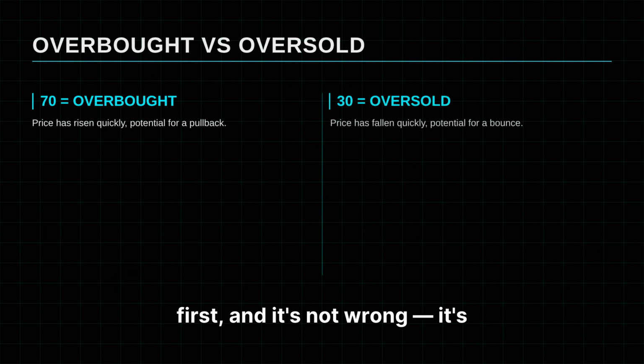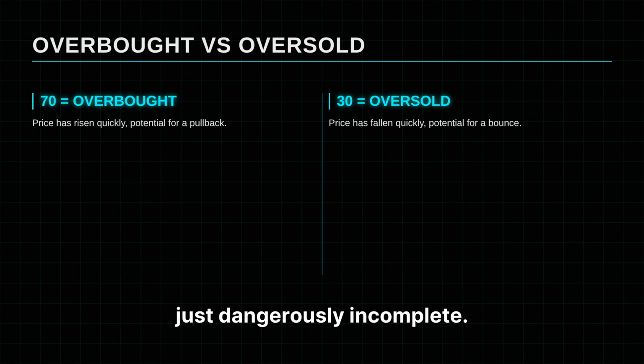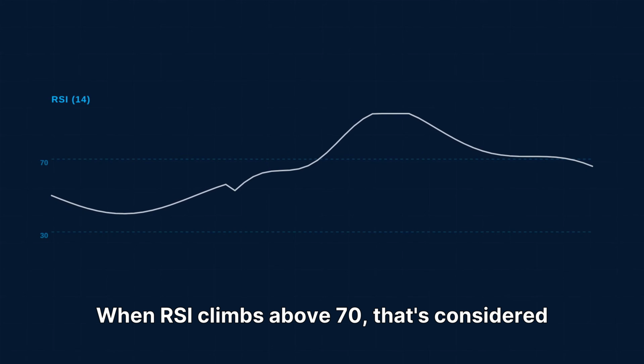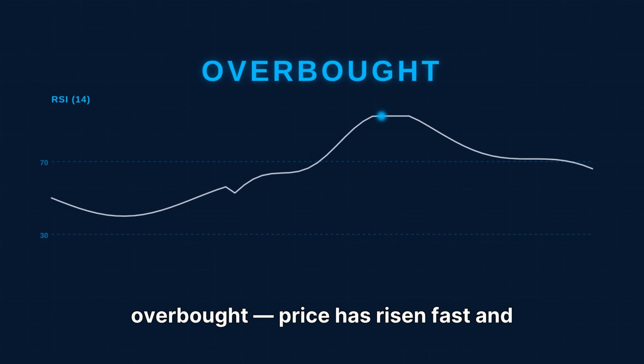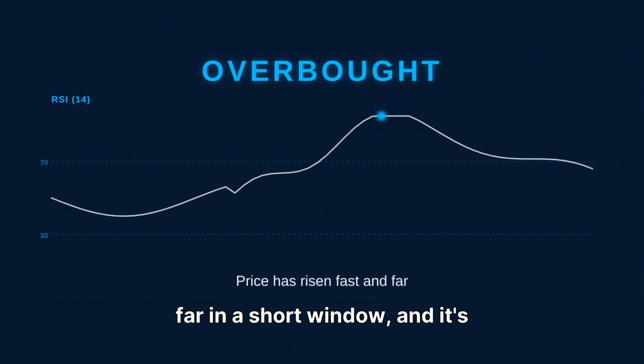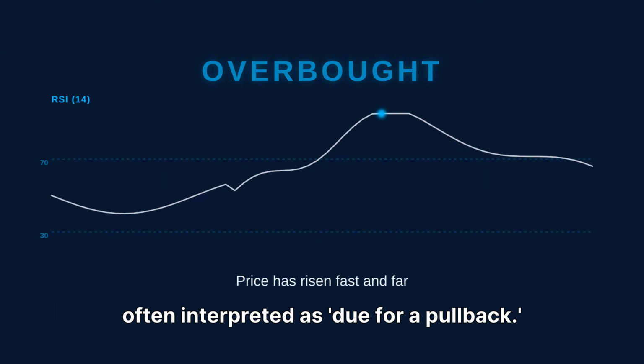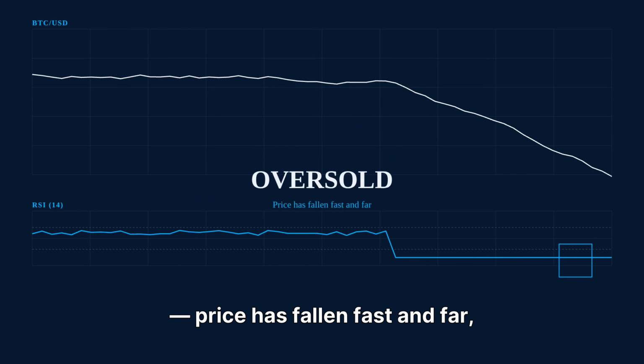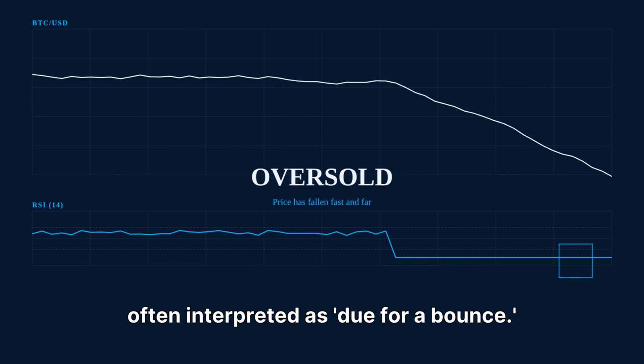This is what almost every beginner learns first, and it's not wrong, it's just dangerously incomplete. When RSI climbs above 70, that's considered overbought. Price has risen fast and far in a short window, and it's often interpreted as due for a pullback. When RSI drops below 30, that's oversold. Price has fallen fast and far, often interpreted as due for a bounce.